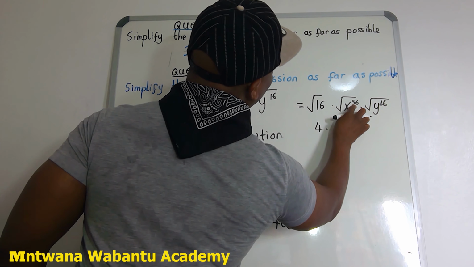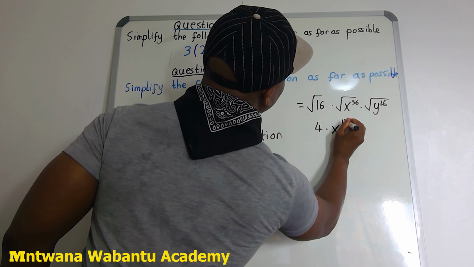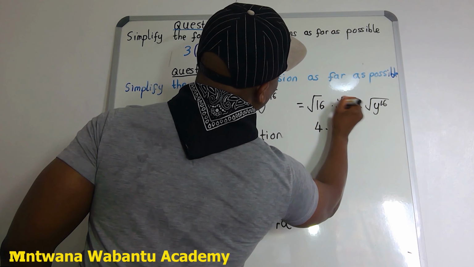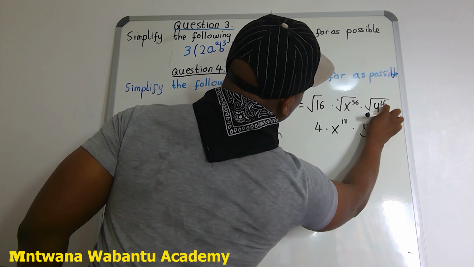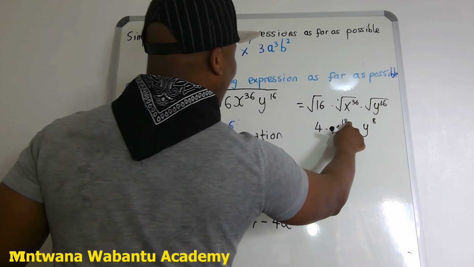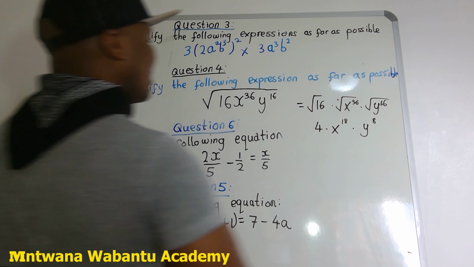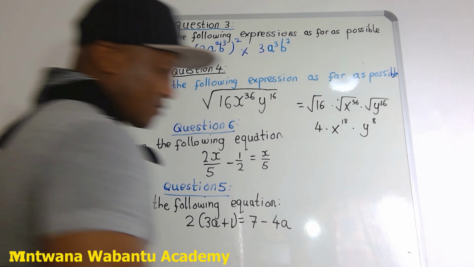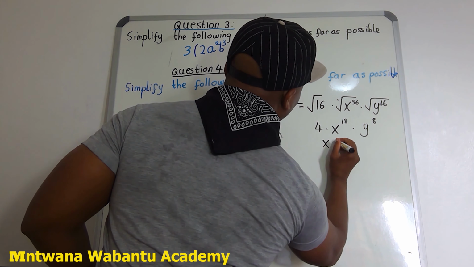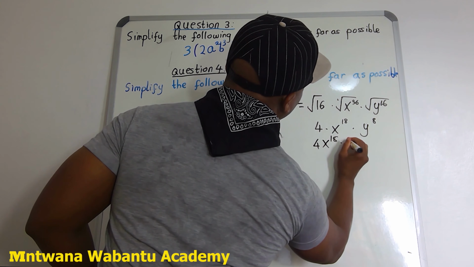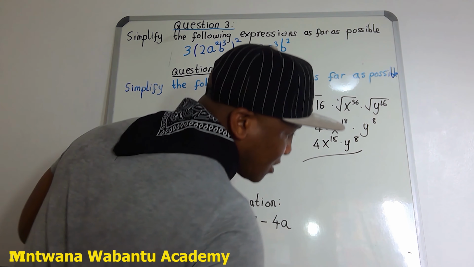Multiply. This 36, well, when you square root it, is going to be x power 18. Means divide by 2 because this is 2, 18. And the same thing is going to be y power 8 because when you square root this, you get a half of this. Half of this. You know what I'm saying? So finally, this is going to give us 4 x power 18 and then y power 8.